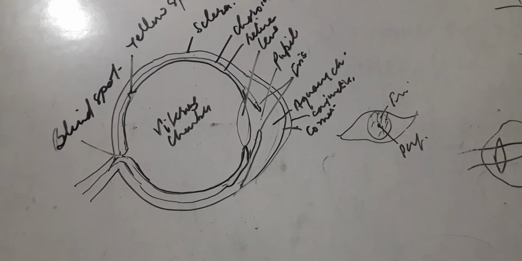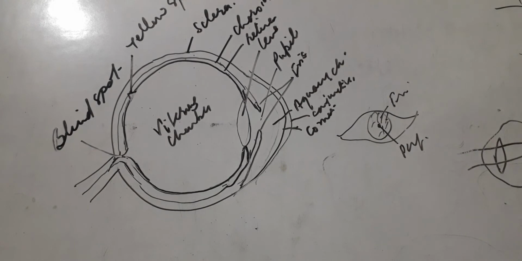So in the choroid layer itself is the lens. The lens is transparent and allows the light. And the innermost layer is the retina.